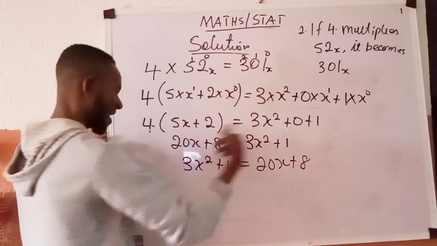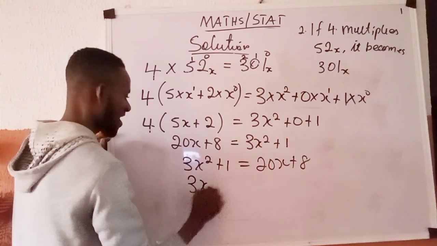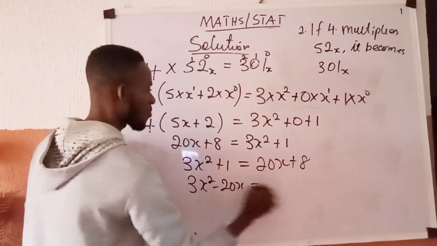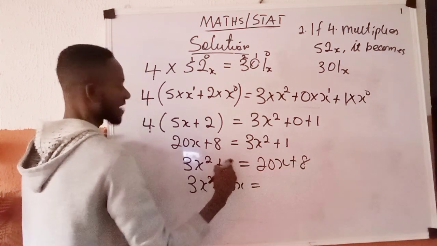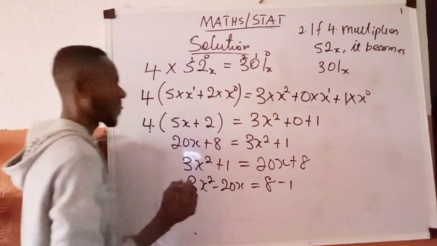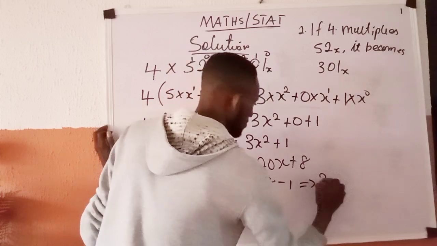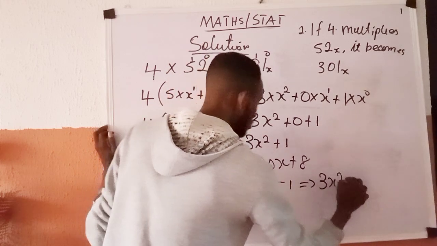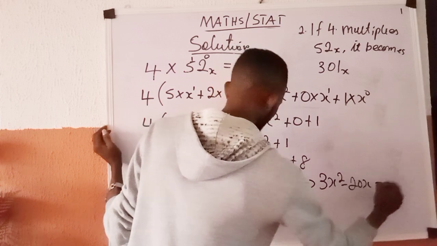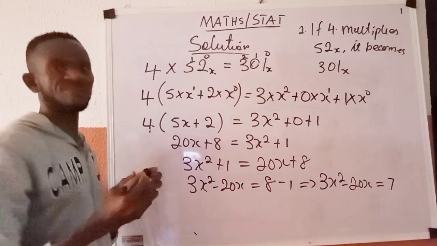I can bring this my 20x over here, and I have 3x raised to power 2 minus 20x equals. Here there is 8, there is 1 here. On going there, I have 8 minus 1. So equivalently now, I am going to have that this is 3x raised to power 2 minus 20x, then equals 7.